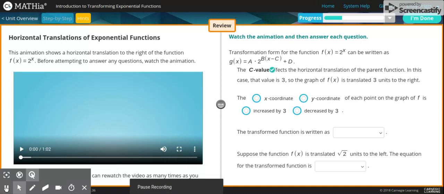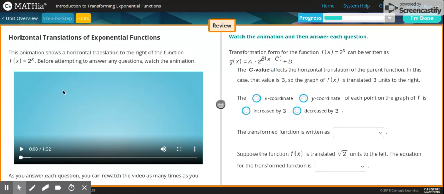Alright, so after some difficulties, pausing it so that you guys didn't have to wait, I finally got to the problem. So the transformation form of the function f of x equals 2 to the power of x can be written as g of x equals 8 times 2 to the power b(x minus c) in parentheses plus d.